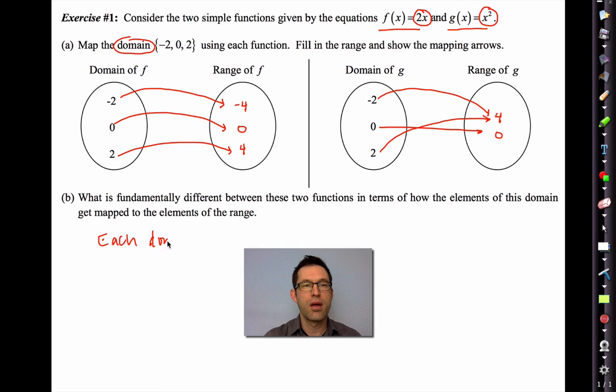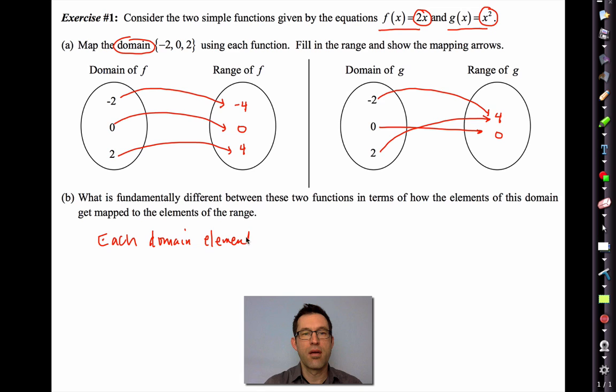each domain element for f of x gets a unique output. In other words, no outputs have been repeated.